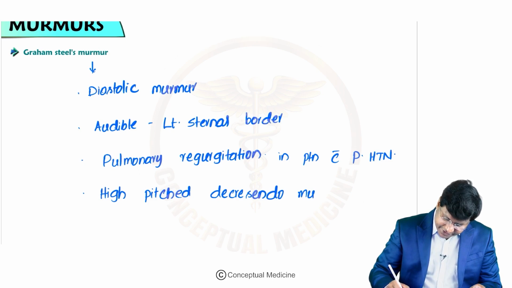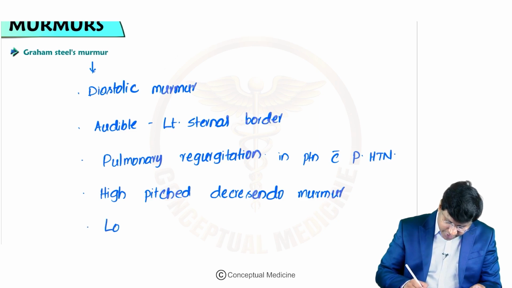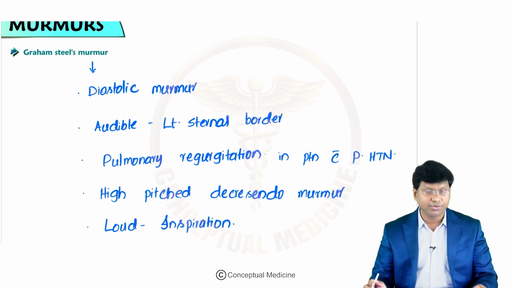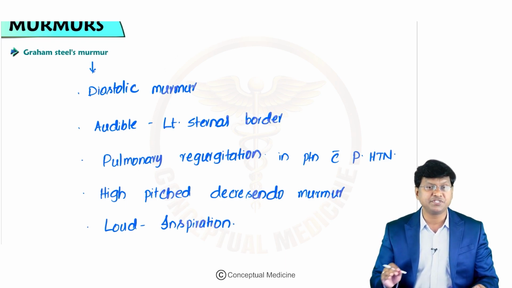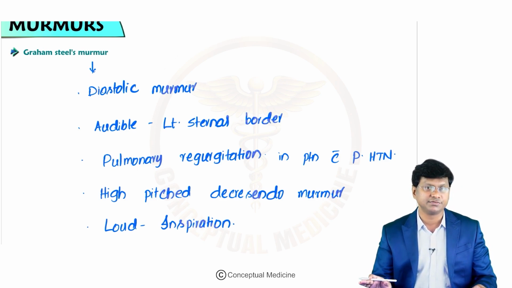It is a high-pitched decrescendo murmur, and it is loud during inspiration. So that is about your Graham-Steele's murmur, which is a diastolic murmur in pulmonary regurgitation.